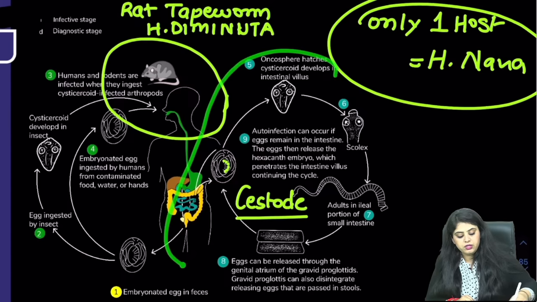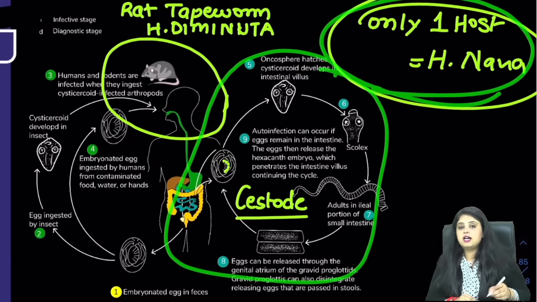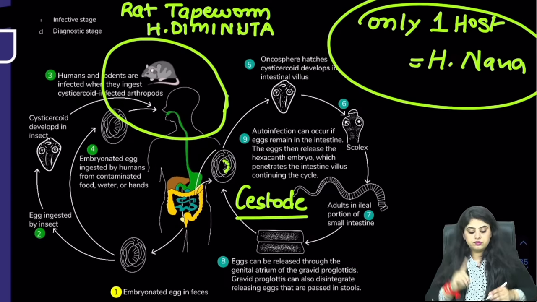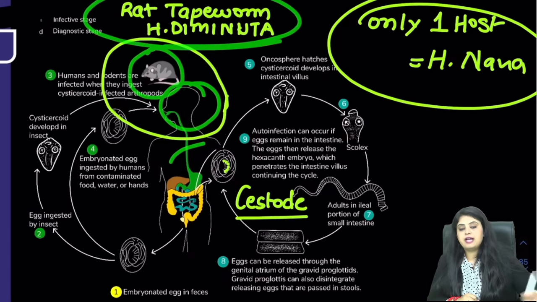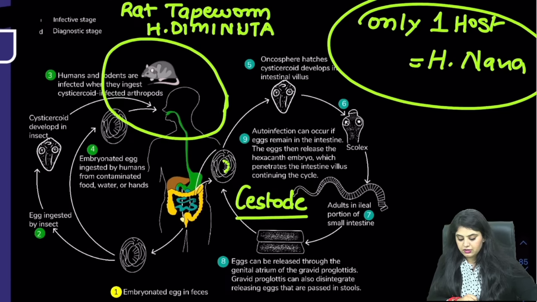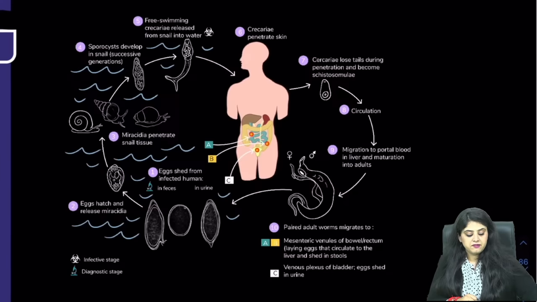If only human, human, human is there, that is H. nana. I've always told you, H. nana, one host. But with human, if there is a rat mentioned, then go for rat tapeworm. That is H. diminuta. Simple, settled. Should we move on to the next one? The next life cycle. Maybe the family has changed.